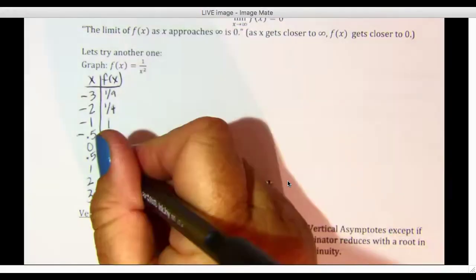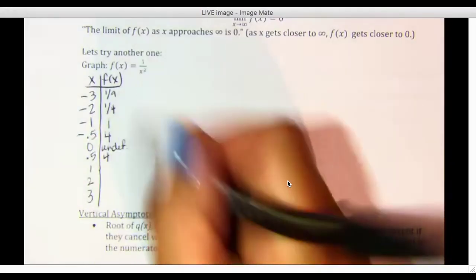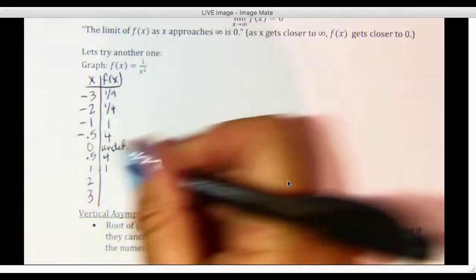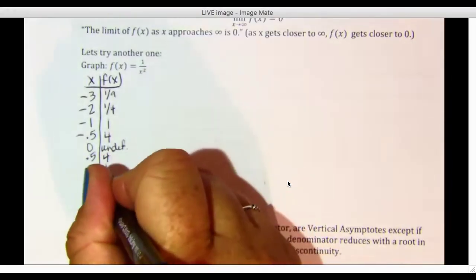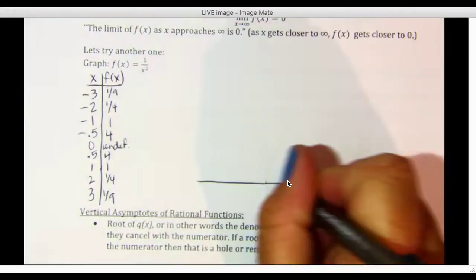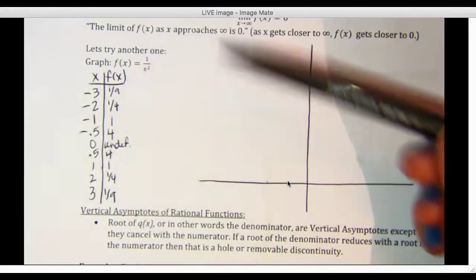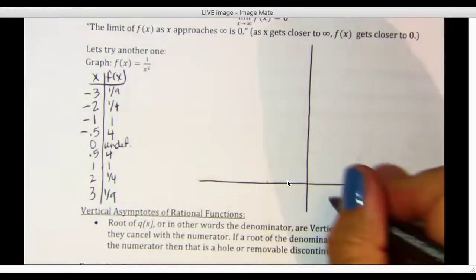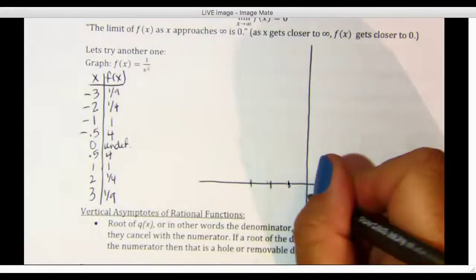Plugging in 0.5, we also get 4. 1/2 squared is 1/4. 1 divided by 1/4 is 4. Plugging in 1 squared is 1. 1 divided by 1 is still 1. Plugging in 2 squared is 4, 1/4. And 1/9. So you'll notice with this one, none of the values were negative. They were all positive values. And that's kind of one of the differences when that denominator is squared, because any negative value, when it's squared, becomes positive.